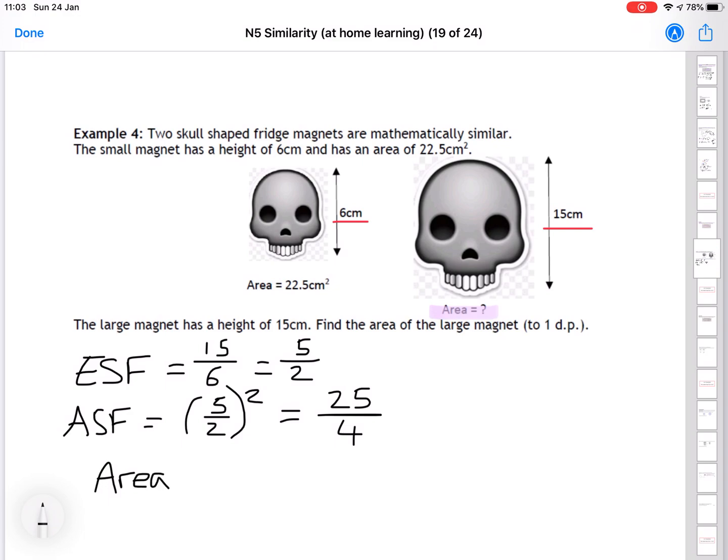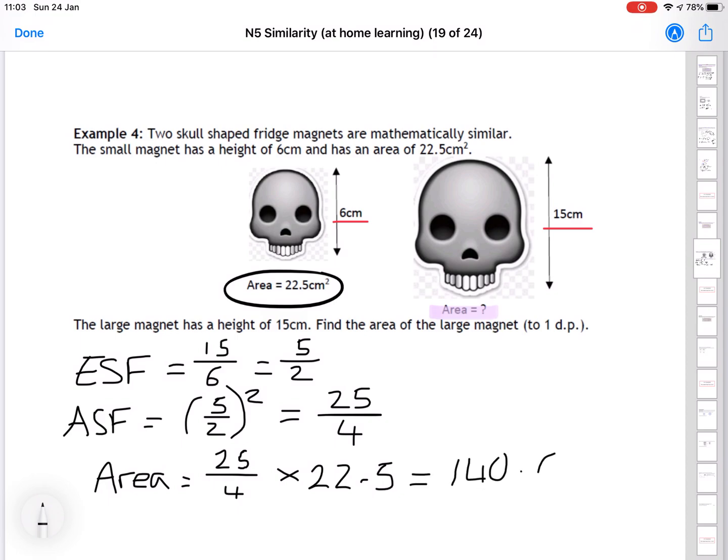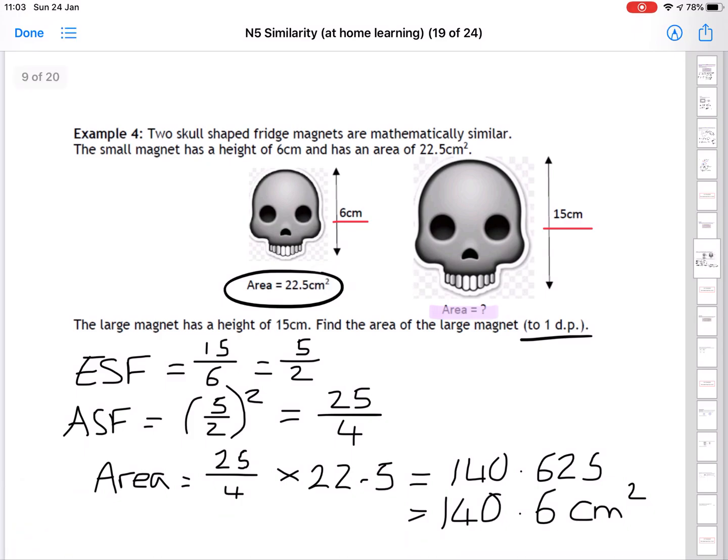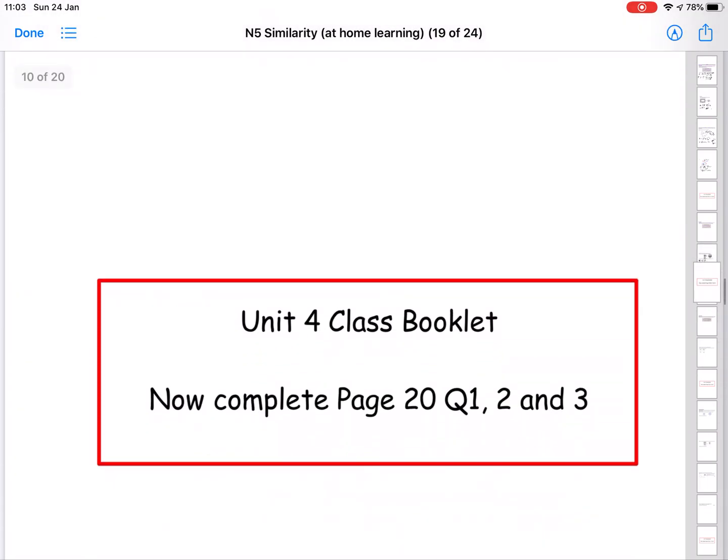Lastly, to find the area, we're going to multiply our area scale factor by the area of the smaller shape. So 25 over 4 times 22.5. So we would get for this 140.625. So to 1 decimal place, it would be 140.6 centimetres squared.